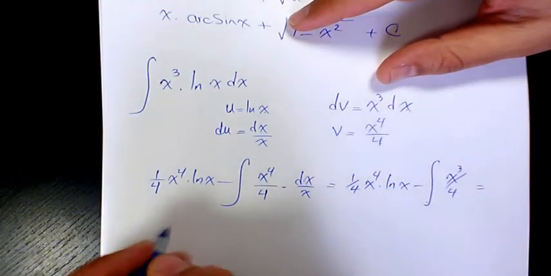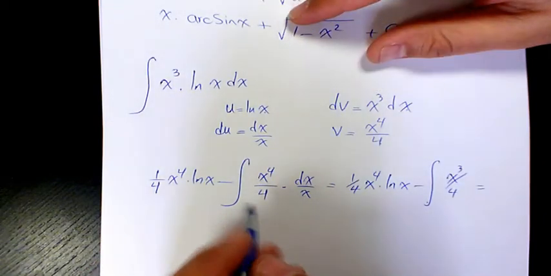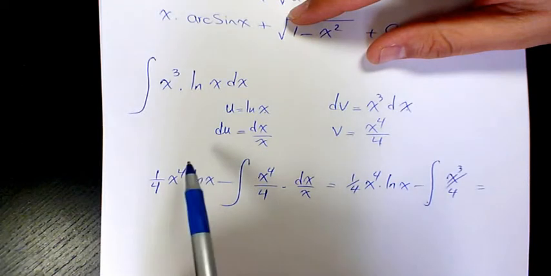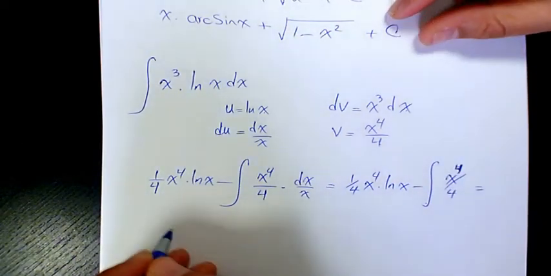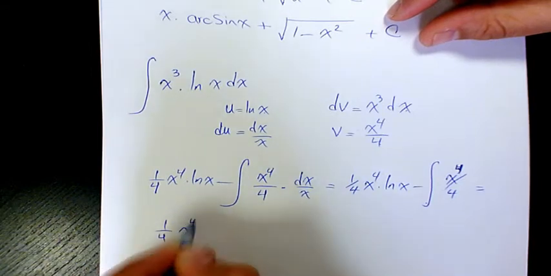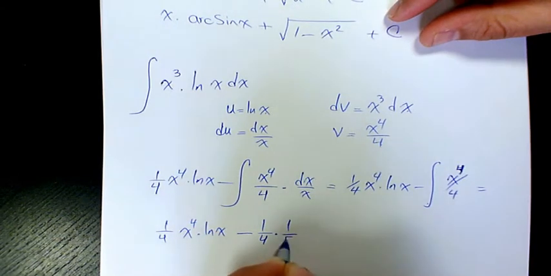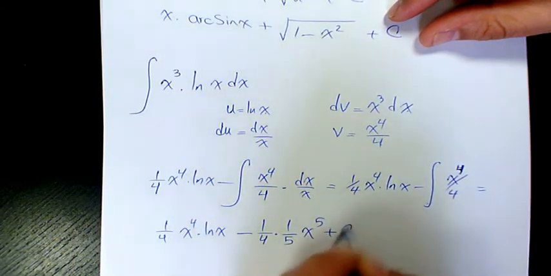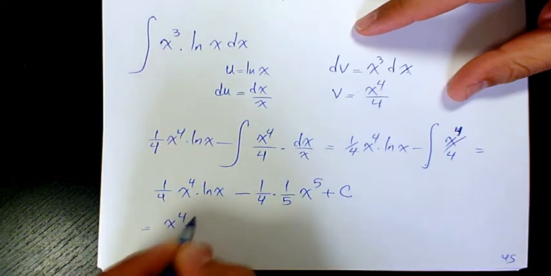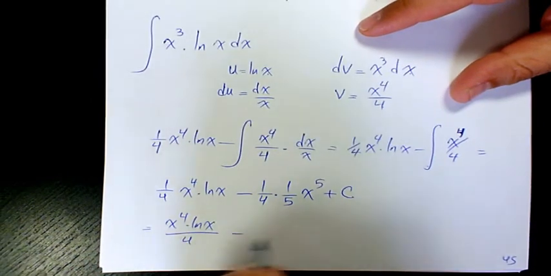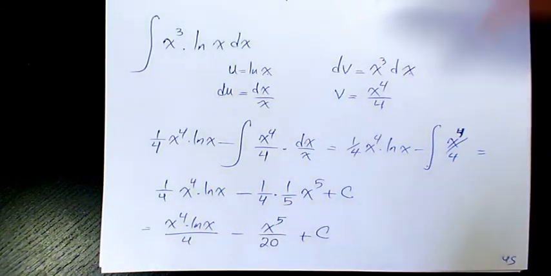And when you do this integral, that's 4 in here. It's going to be 1 over 4 x to the power 4 ln x minus 1 over 4 times 1 over 4 x to the power 4 plus c, which is going to be equal to x to the power 4 ln x over 4 minus x to the power 4 over 16 plus c.